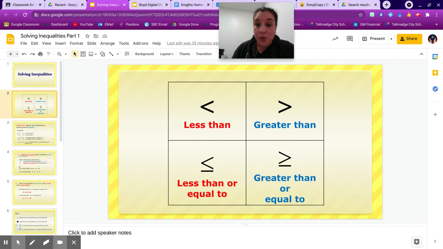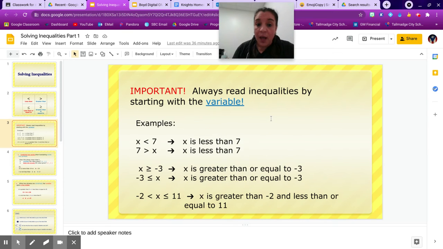So when we're talking about inequalities, we're talking about these symbols that you see on slide 2. We're talking about less than, greater than, less than or equal to, or greater than or equal to. You probably learned in elementary school that the alligator mouth always eats the amount that is larger. So whatever the open part of our symbol is facing, that is what is bigger than the other part.